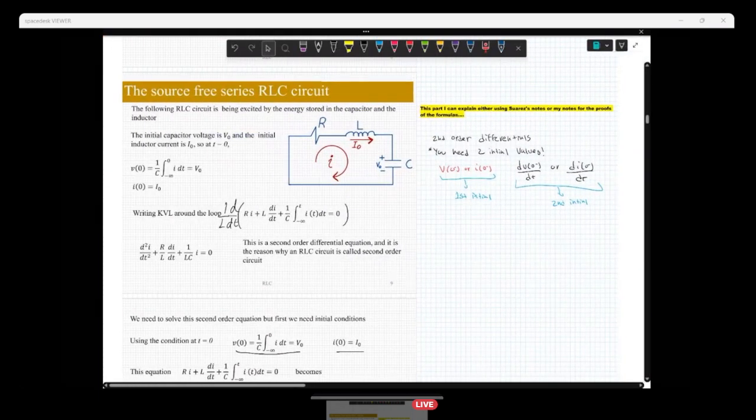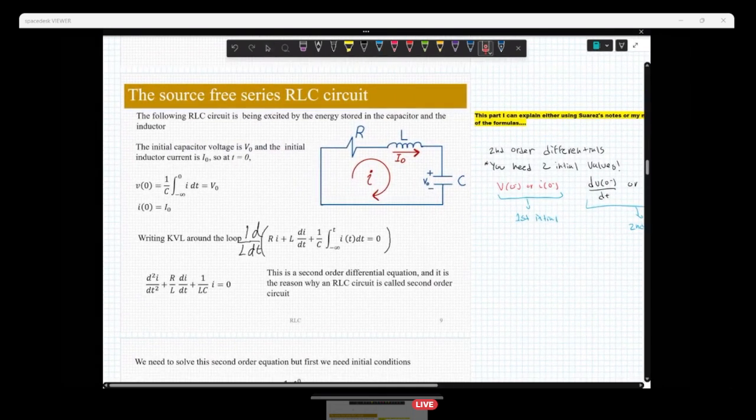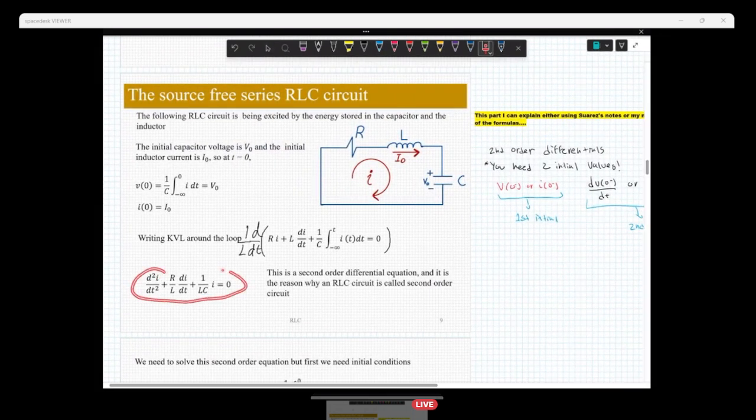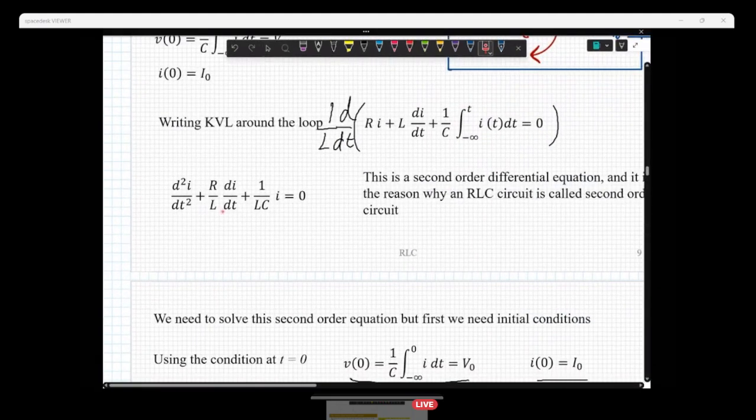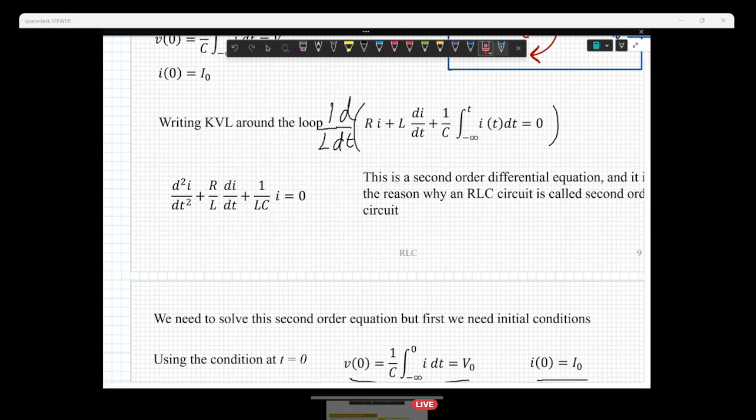So, we have a bunch of proofs. I sadly won't go over them, but the format of a differential here is kind of this here. You're going to call this some alpha, and this will be some omega. You've probably already seen them. That is the format of the second order differential for a circuit. That's the format or the constants, you could say.